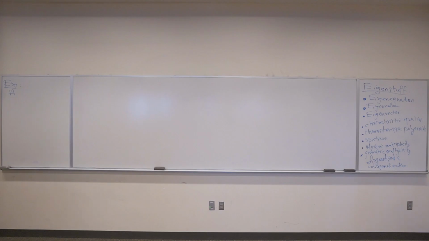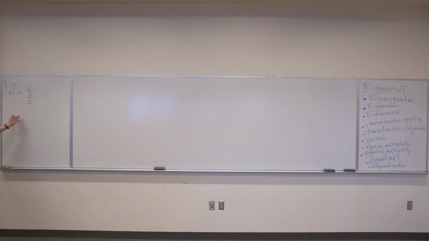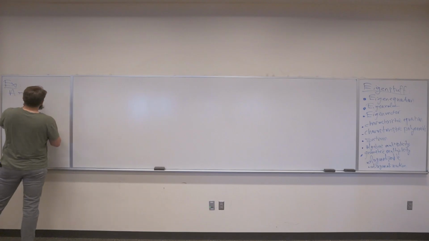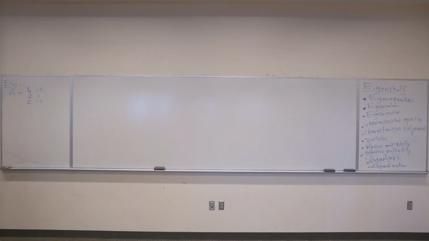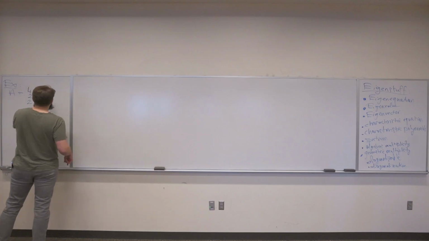So I want to finish discussing this example that we had started last time. I'm going to remind you. It's a 3 by 3. It's like this: 4, 2, 2, minus 1, 1, minus 1, and then 6, 6, 8.